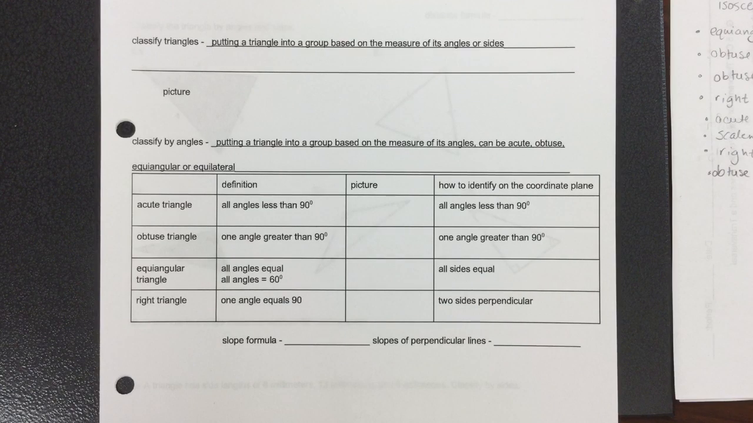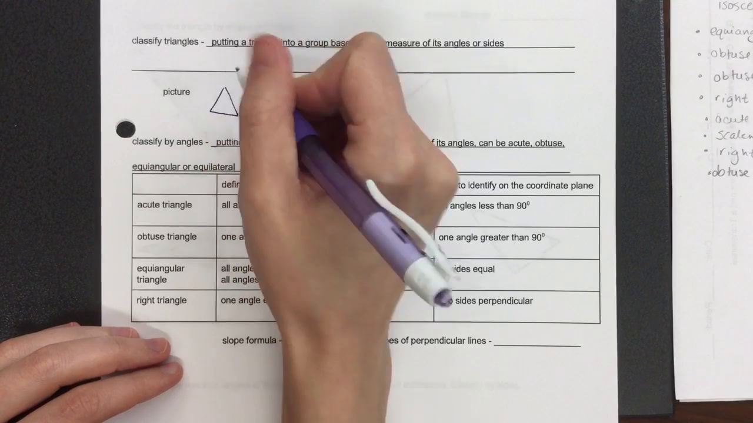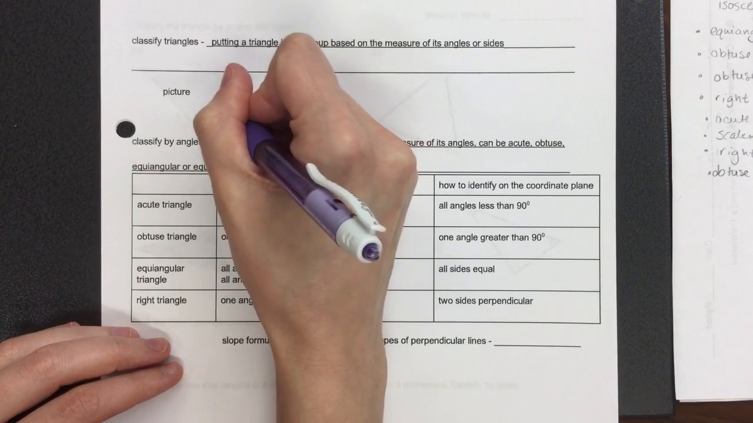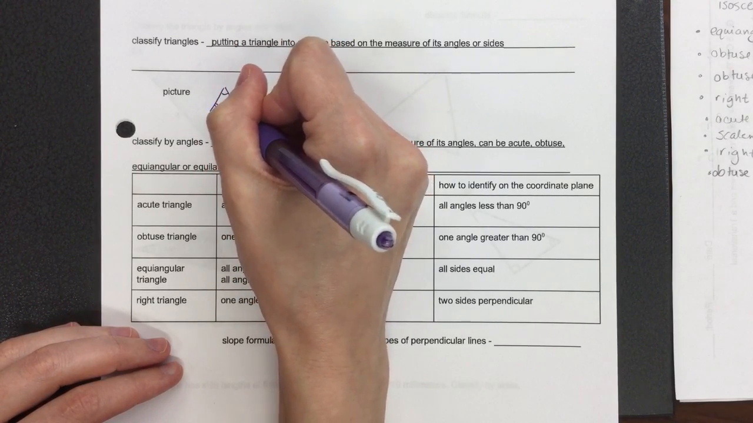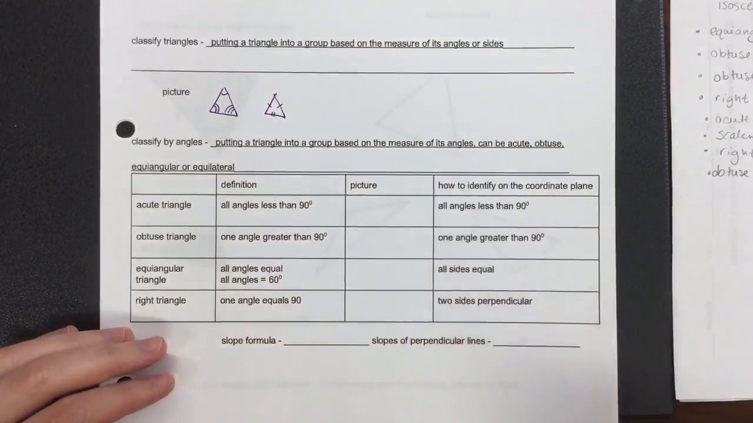Hey guys, in this lesson we're looking at classifying triangles and classifying triangles in the coordinate plane. So to start off with, classifying triangles just means taking a triangle and putting it into a group or giving it a name based on either the measure of its sides or the measures of its angles. So we can be looking at a triangle and just based on the information that they have about the angles, we could put it into one group or another.